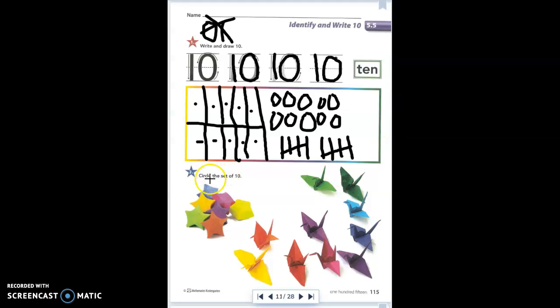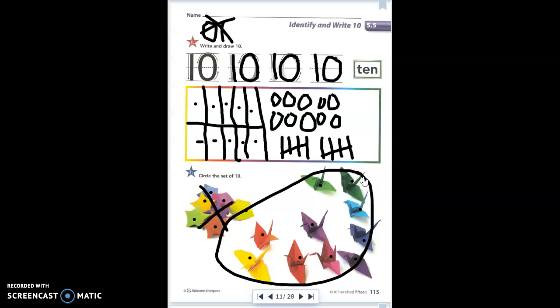At the bottom of the page, they want me to circle groups of 10. So it says circle the set of 10, which indicates that there's only one because it says set and not sets. So let's see which group has 10. 1, 2, 3, 4, 5, 6, 7. It's not going to be these. So I'm going to assume it's the origami cranes. Let's check. 1, 2, 3, 4, 5, 6, 7, 8, 9, 10. Yes, this is my group of 10. I need to circle the origami cranes.